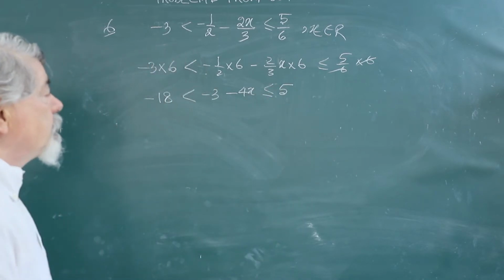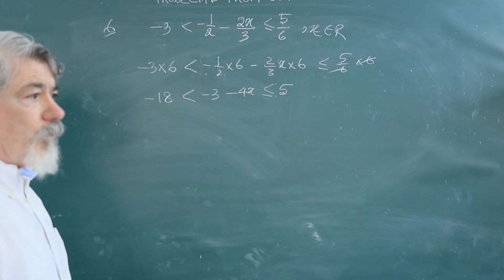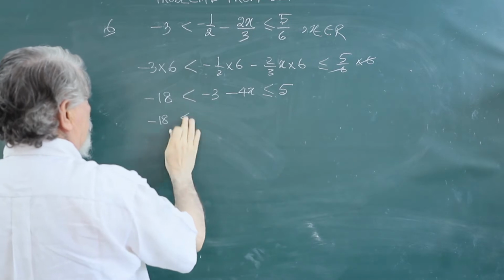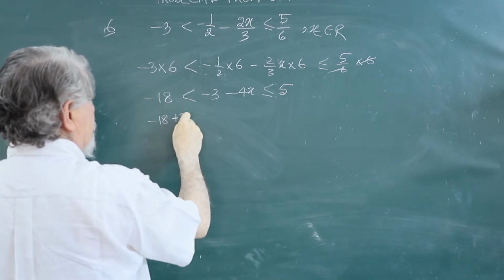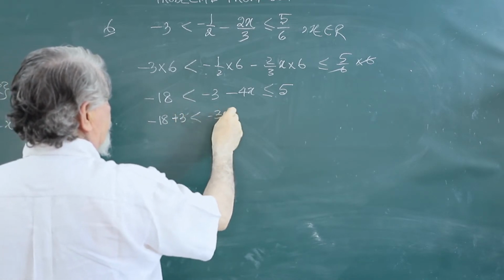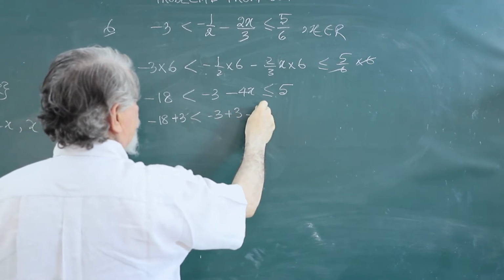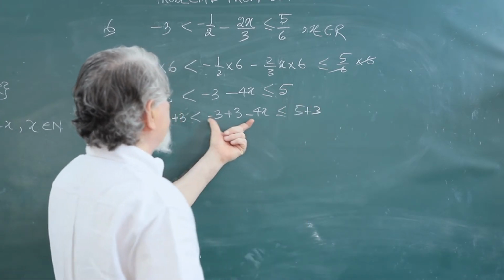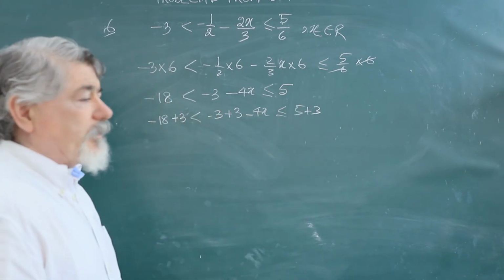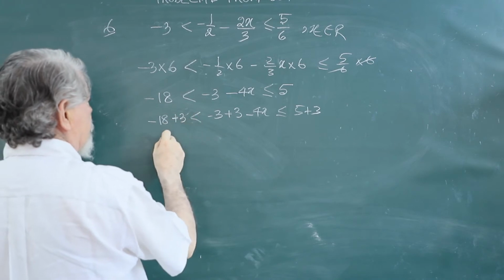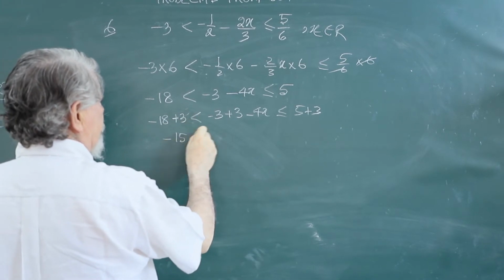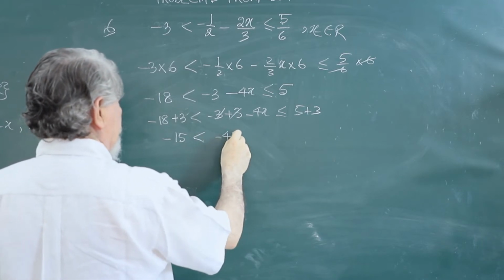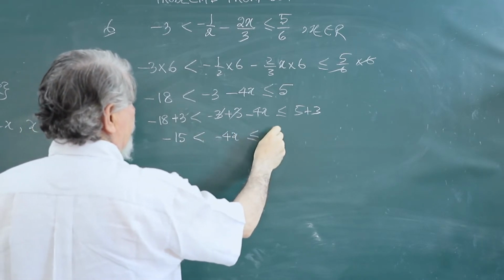Now let us add 3 on all sides. Minus 18 plus 3, less than minus 3 plus 3 minus 4x, and 5 plus 3. Because only one x is involved, I would like to do it in one go. It is minus 15. It will cancel. It will become minus 4x, and it will become 8.